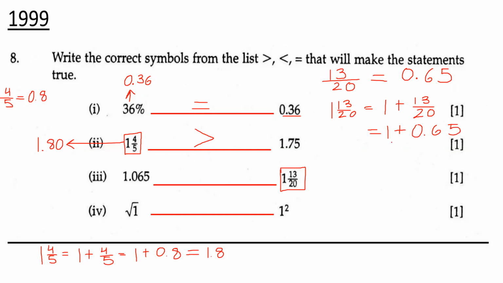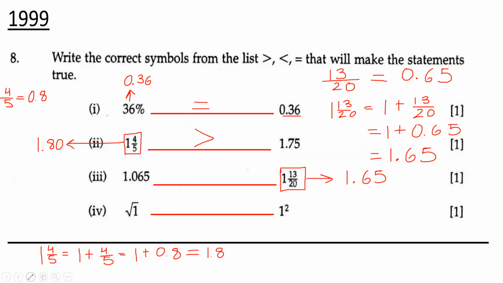What is 1.65 equal to? That means that 1 and 13 over 20 is equal to 1.65. So which one is greater? Is 1.065 greater than 1.65? Which one is greater? What do you think? 1.065 or 1.65, or are they the same?